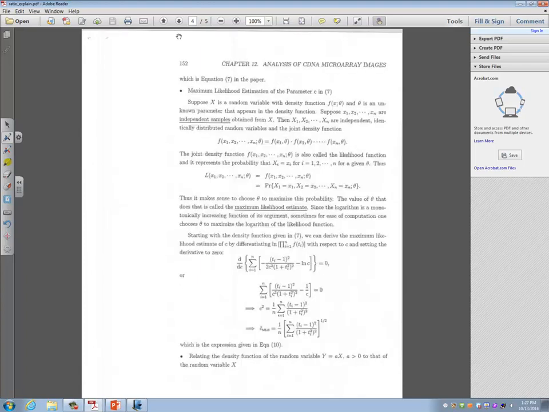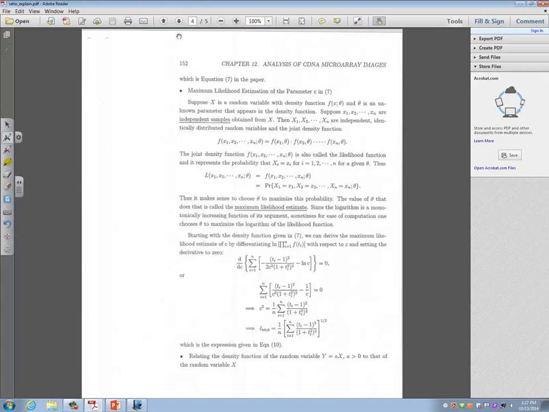The other thing I want to cover is the maximum likelihood estimation, right? And again, this is a topic that will be covered in maybe the grad courses. The idea is the following. Suppose x is a random variable with density function f of x and theta, so the density depends on some parameter theta. Like if it's a normal distribution, theta could be the mean and the variance. And theta is an unknown parameter which appears in the density function.